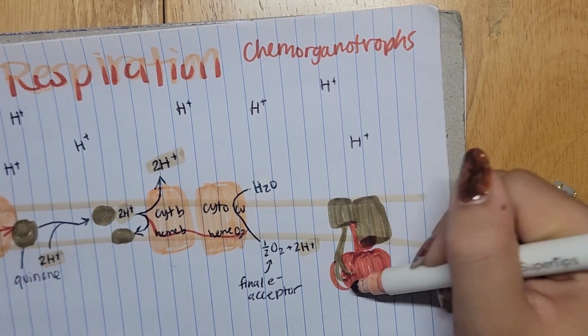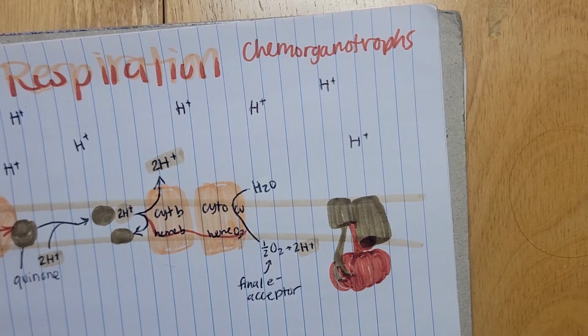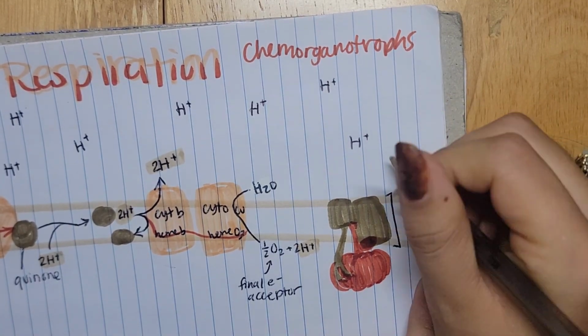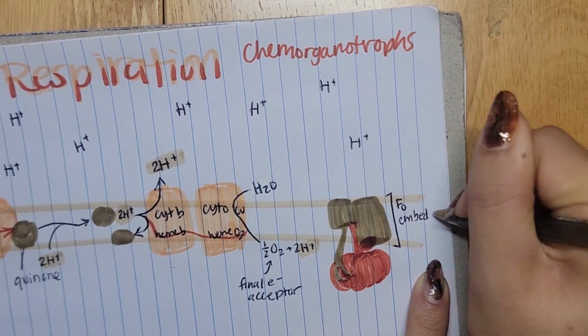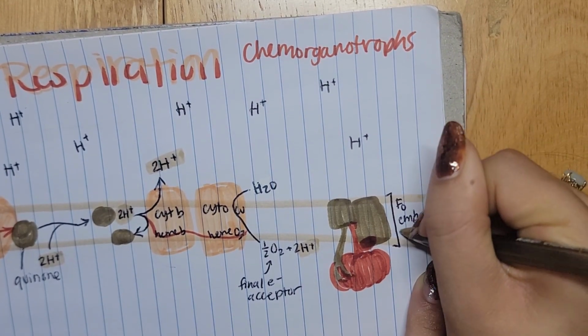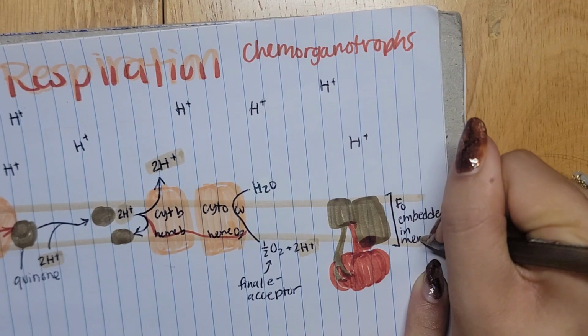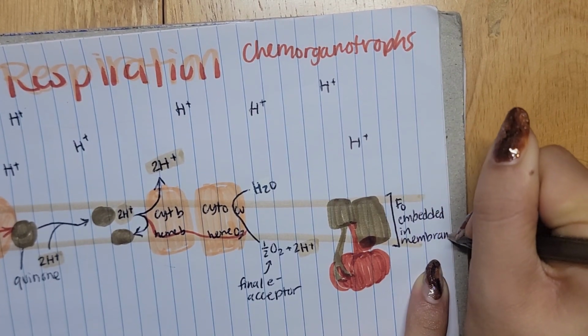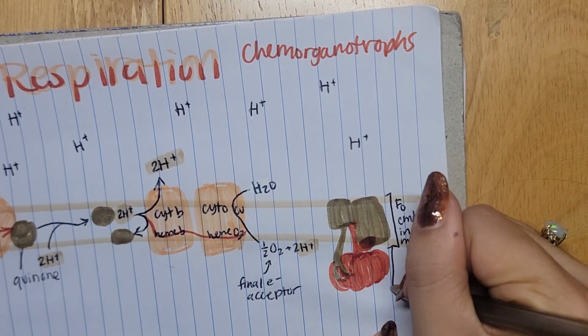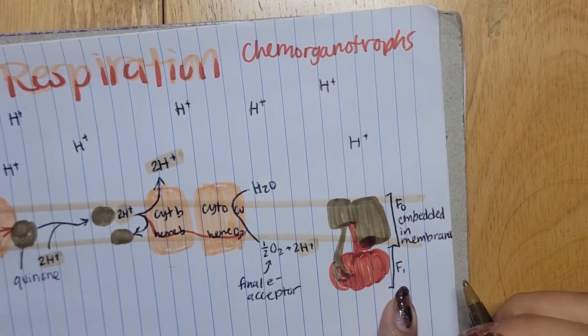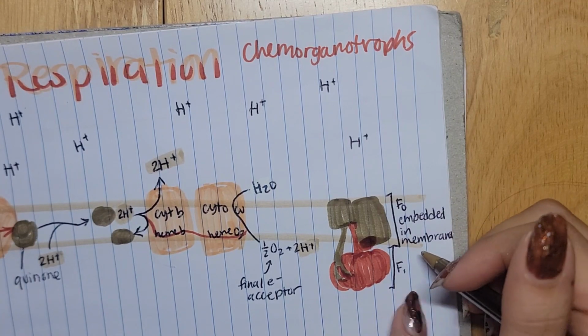I'm just going to draw a basic diagram here. Okay, so this brown part, this is F0, this is embedded in the membrane. You can remember it because it is not the part making ATP, if you want. And this part is F1. This is the part that will actually be synthesizing ATP.